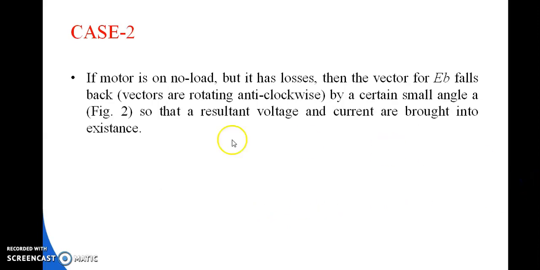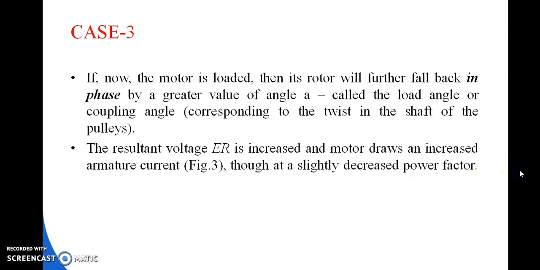But as we have discussed in case 2, if the motor is on no load but it has some losses, then the vector of EB falls back. Vectors are rotating anti-clockwise by a certain small angle alpha, which is shown in figure 2, so that a resultant voltage and current are brought into existence. That is, ER will now take place, and also the armature current.